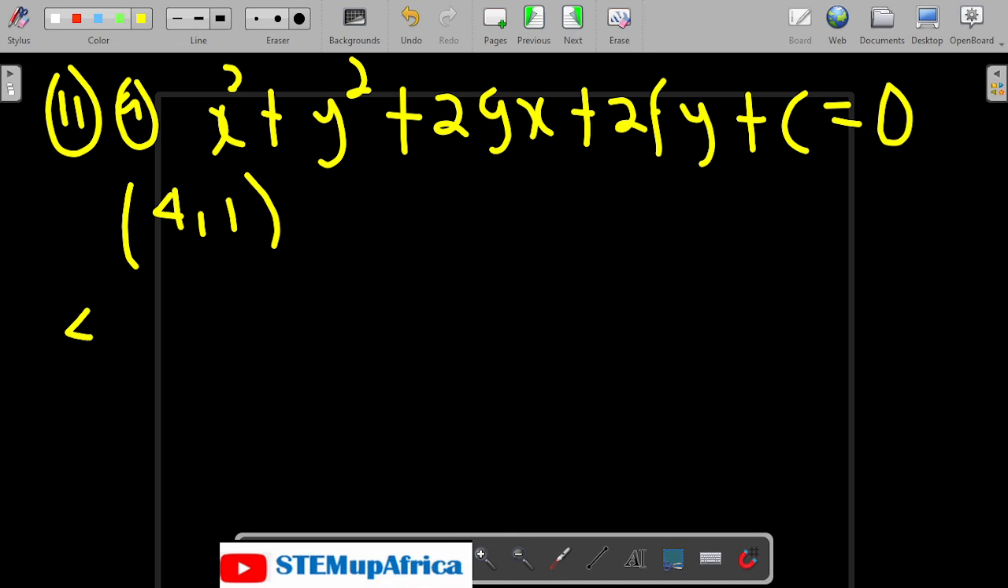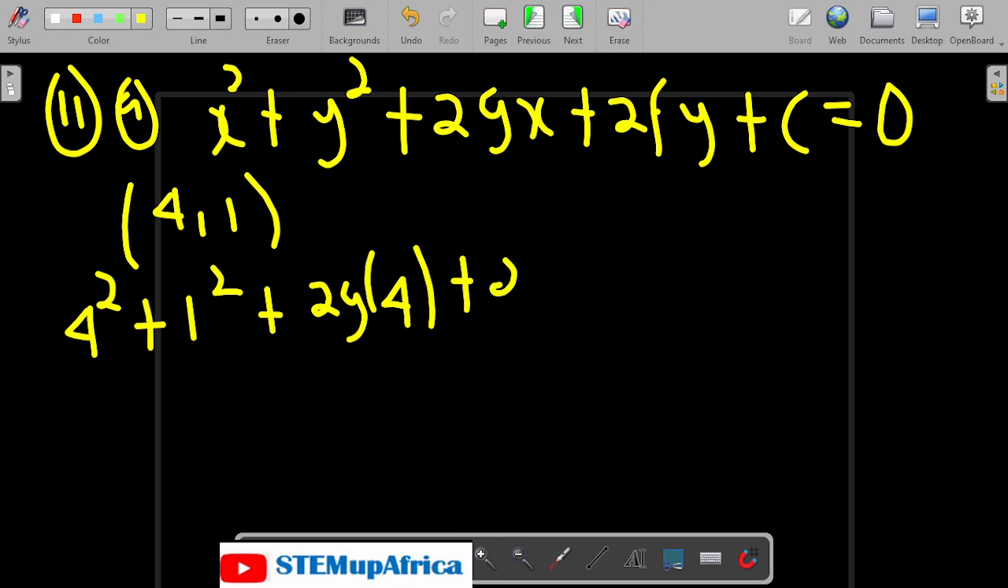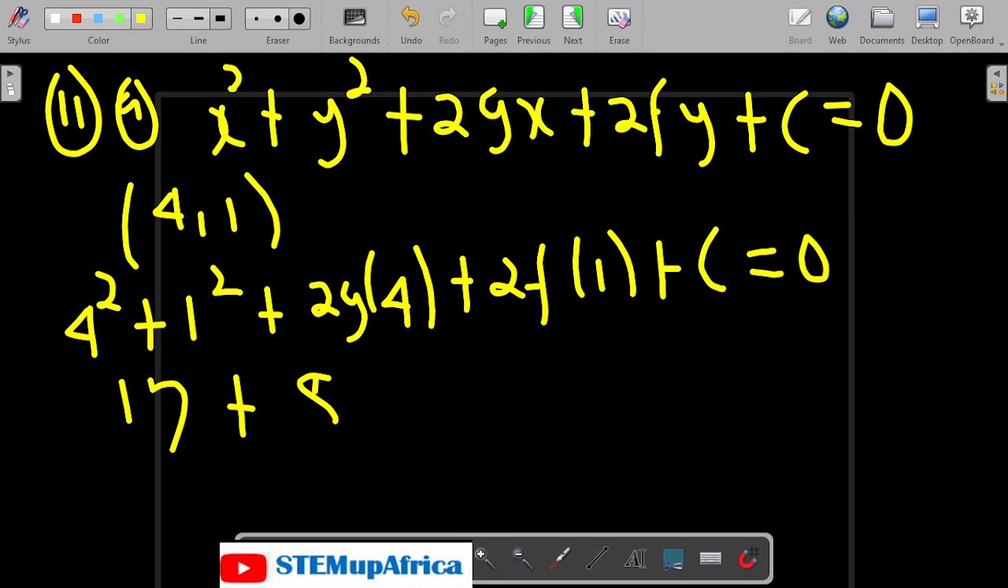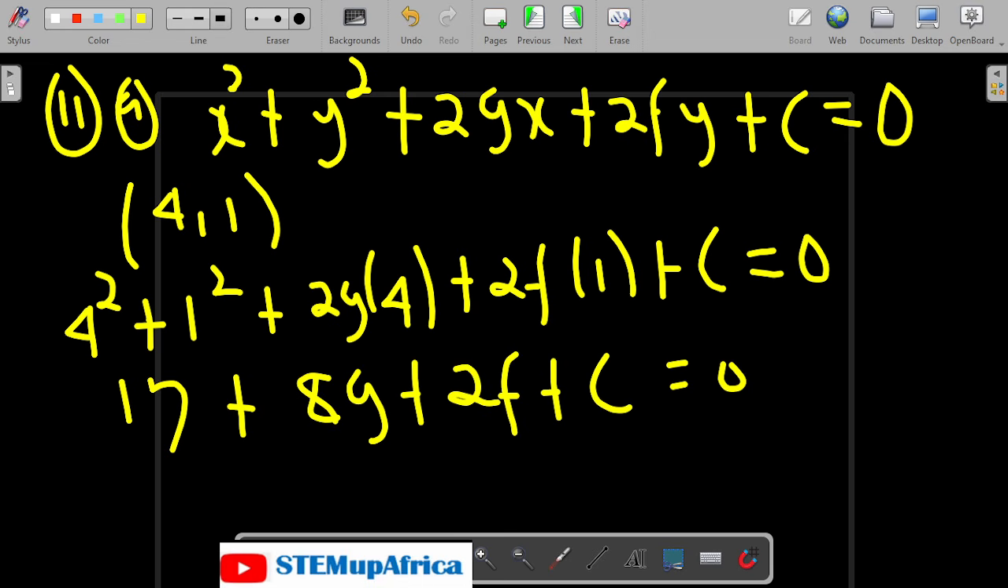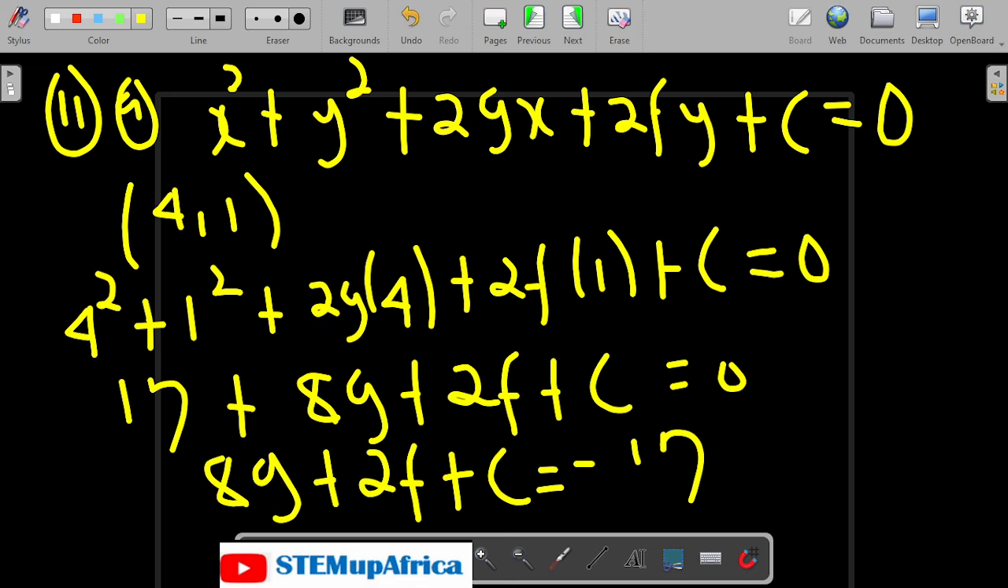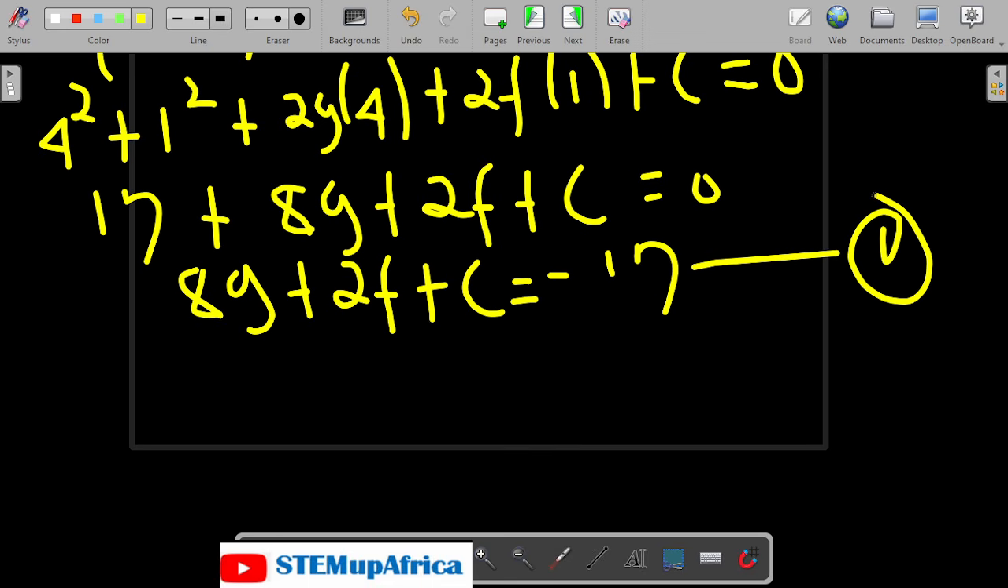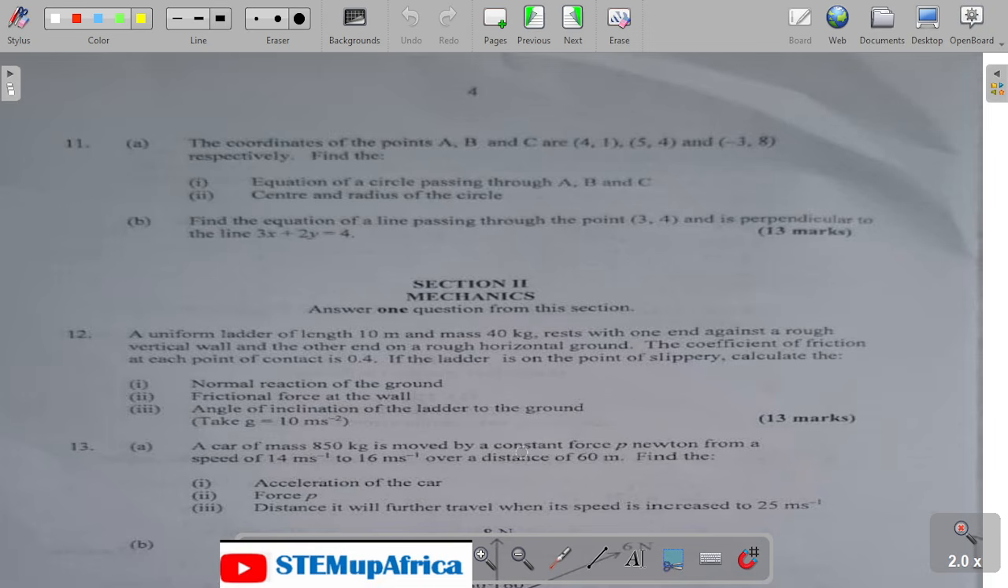Let's substitute it. Here becomes 4 squared plus 1 squared plus 2g bracket 4 plus 2f bracket 1 plus c is equals to 0. So here is now 17 plus 8g plus 2f plus c is equals to 0. So I'm having 8g plus 2f plus c equals to minus 17. Equation 1.